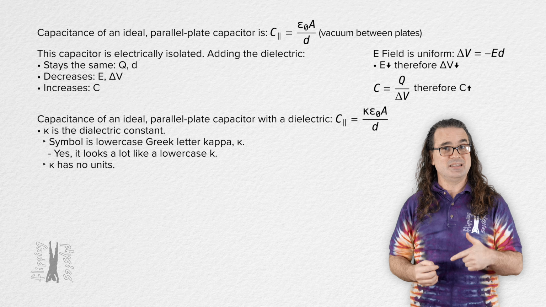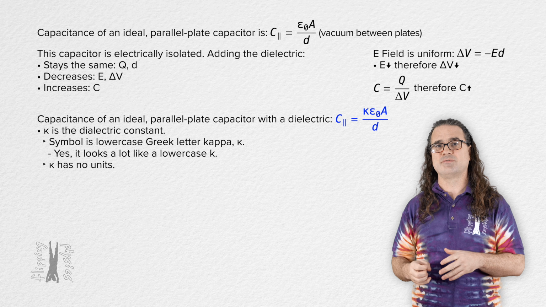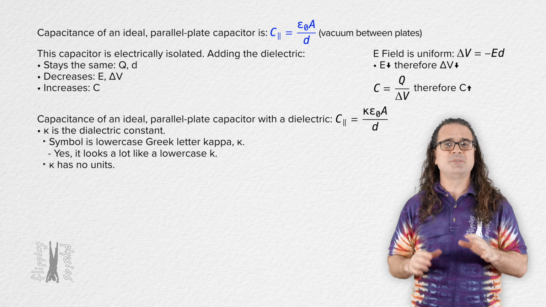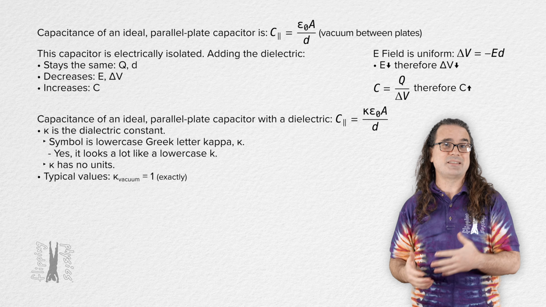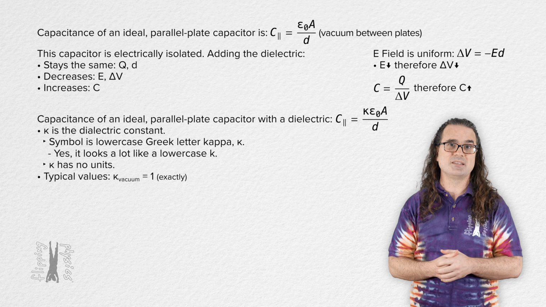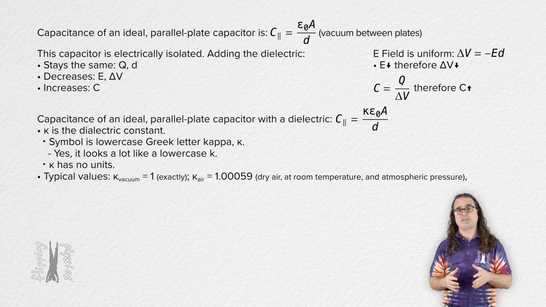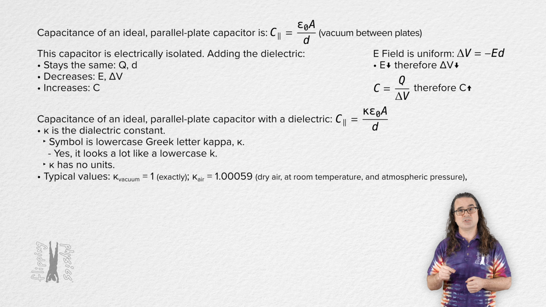If the dielectric constant did have units, this equation would result in different units than the equation for capacitance of a parallel plate capacitor with a vacuum between the plates. Some typical dielectric constants: for a vacuum, exactly 1, because that's how the electric permittivity of free space is defined. The dielectric constant of dry air at room temperature and atmospheric pressure is 1.00059. For polyethylene, it is somewhere between 2.2 and 2.4.